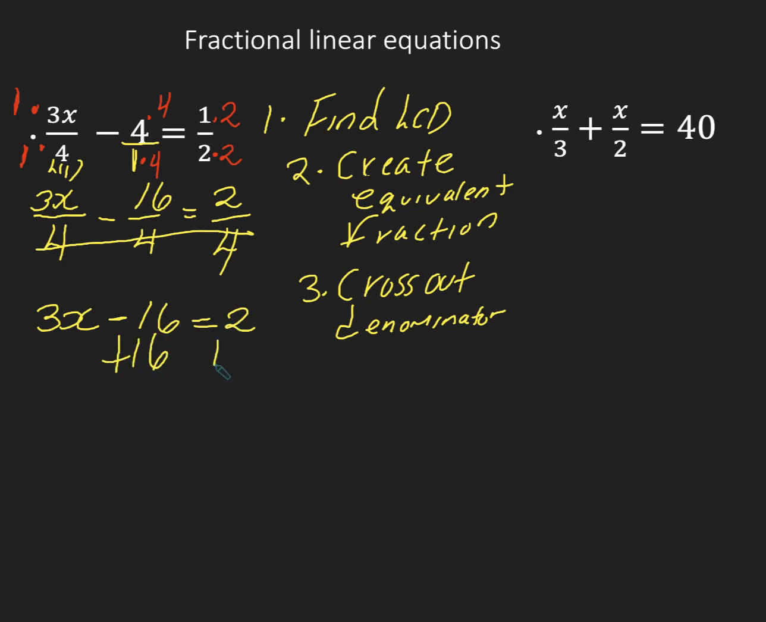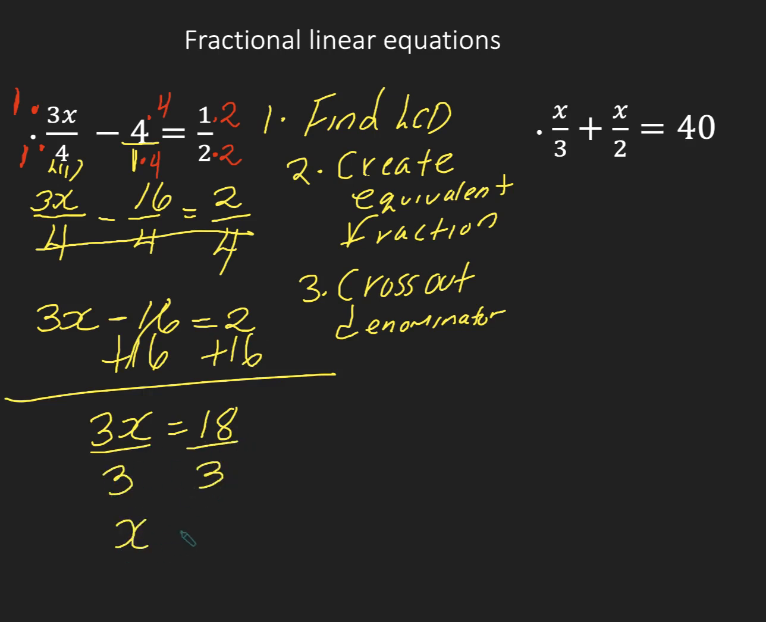We would add 16 to both sides, 3x equals 18, and solving for x, divide both sides by 3, so x has a value of 6. So when you cross out the denominators, your last step is just to solve the equation. And that wasn't too difficult. Basically what we did was we found the LCD, created equivalent fractions, crossed out the denominator, and just worked with the numbers in the numerator, which is just a simple linear equation.